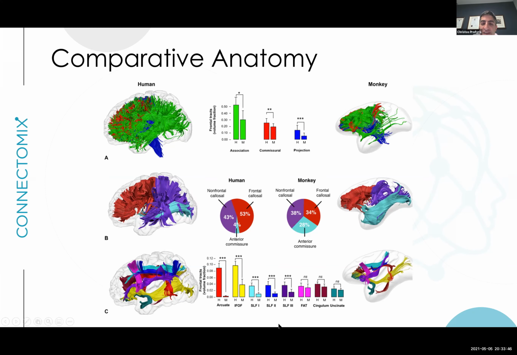And then when we're looking at the different tracts, it becomes very obvious that some of the tracts have evolved a lot more than others. So if we look at the cingulum and the uncinate, so that limbic system, so the factors that drive emotion and behavior, when we compare ourselves to monkeys, those tracts haven't changed much.